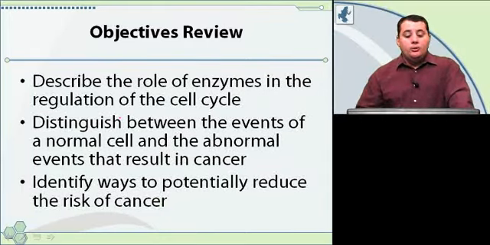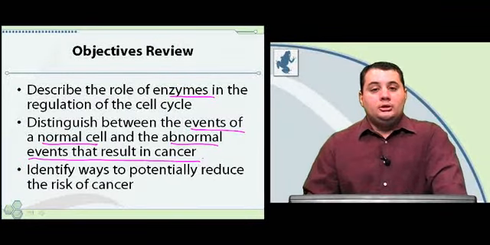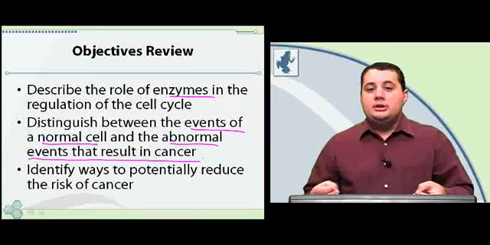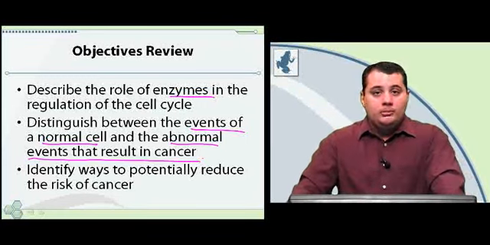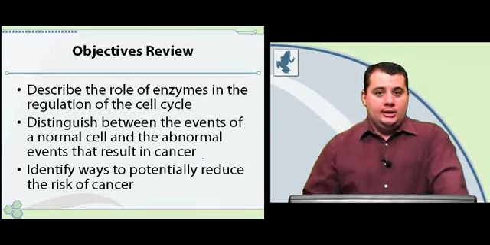First, we have described the role of enzymes in the regulation of the cell cycle. We have also distinguished between the events of a normal cell and the abnormal events that result in cancer. Remember that the abnormal events that result in cancer is simply when a cell is dividing uncontrollably. And finally, we have identified ways to potentially reduce the risk of cancer.